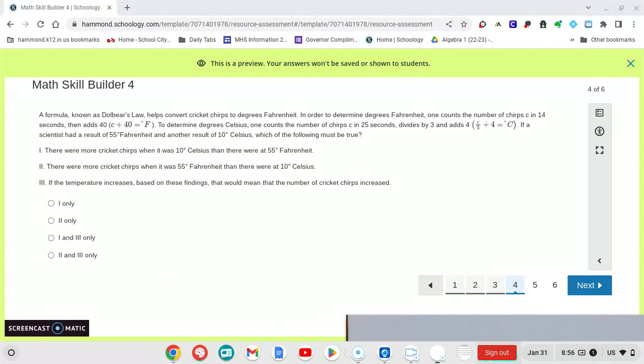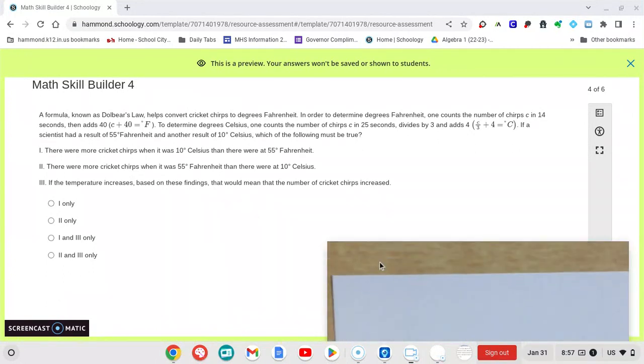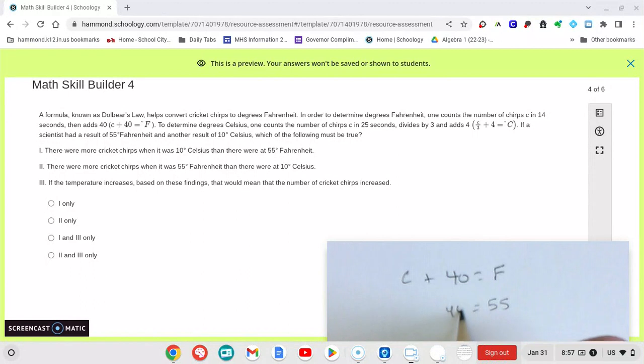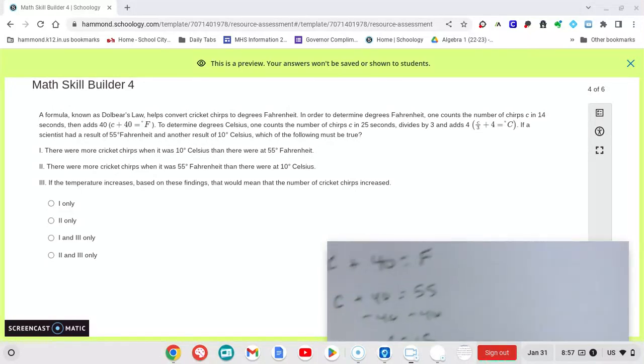So they give us these two equations, and some information about the number of chirps, and then they give us 3 statements, and we're asked to determine which of these, possibly more than one, are correct. So to work through this problem, we're going to take the results and work backwards to find the number of chirps. Chirps plus 40 equals the Fahrenheit temperature, and we're told that it was 55 degrees when the scientists took this reading. So solving for the number of chirps, we find out that there were 15. Okay, so 15 chirps when it was 55 degrees Fahrenheit.